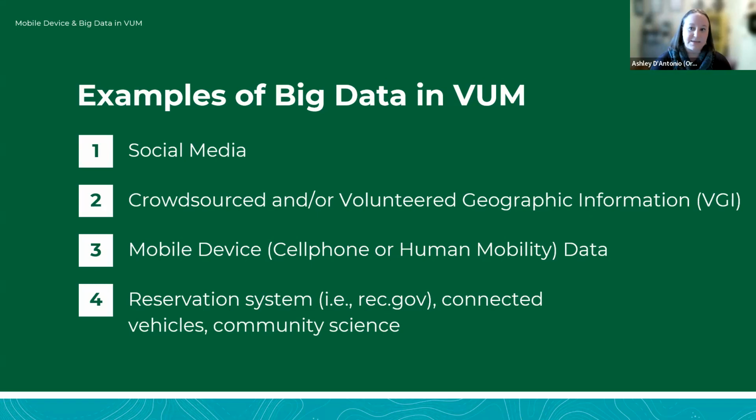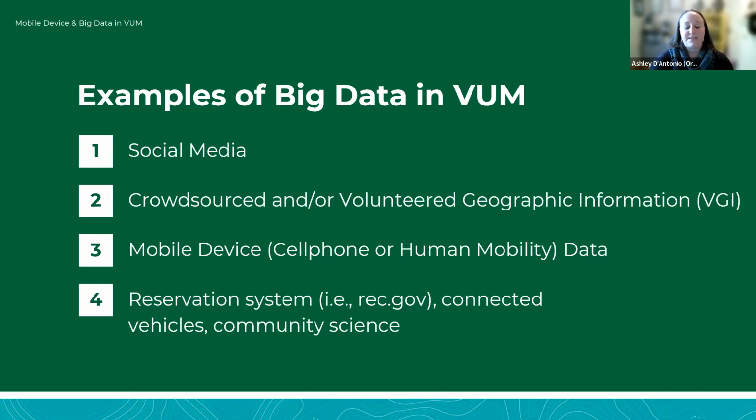The three we're going to talk about today are social media data. The second one is going to be crowdsourced or volunteer geographic information, and I'm going to define all these as we work through the presentation. And then the third one is mobile device data. This has also been referred to as cell phone data or human mobility data. But for today, I'm going to use mobile device data, because that's the terminology that's been used with the folks that I interact with most in this research. But when I say mobile device data, it's the same thing as cell phone data or human mobility data.